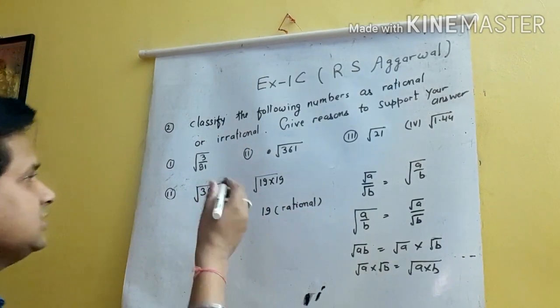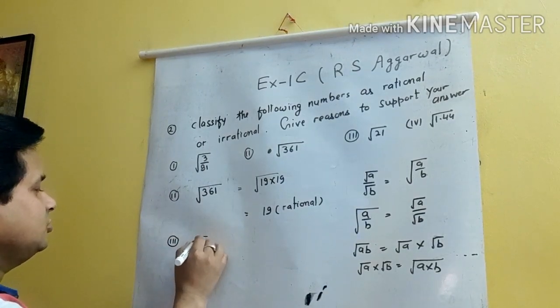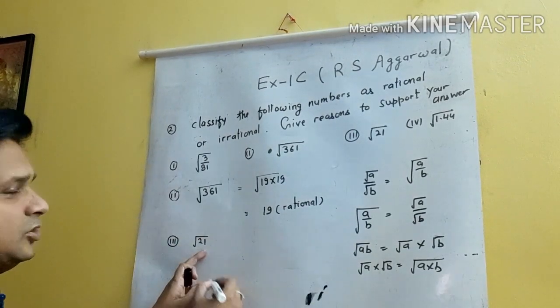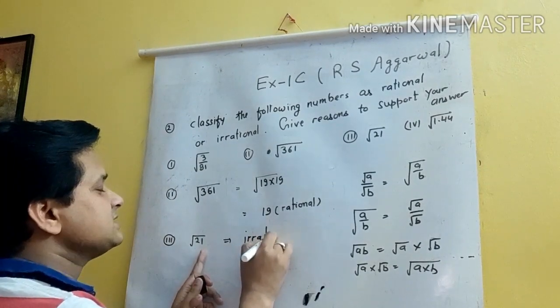Now let's see the third one. √21. You can see 21 is not a perfect square. Therefore this is an irrational number.